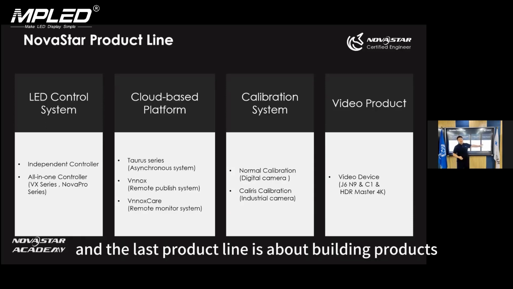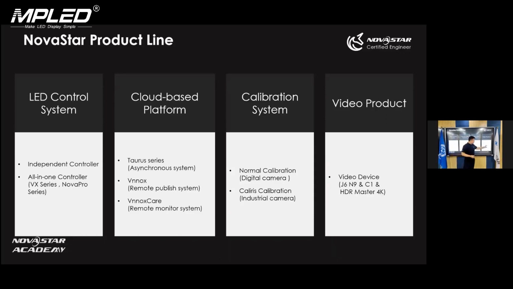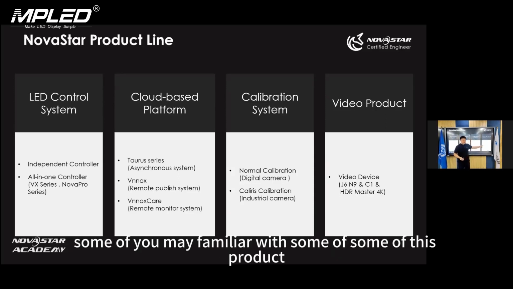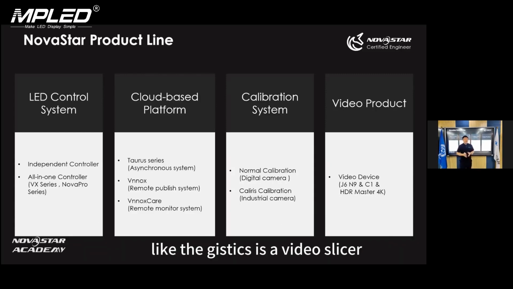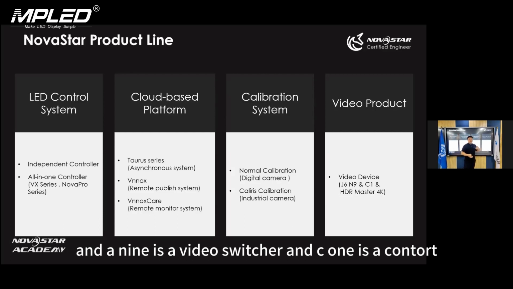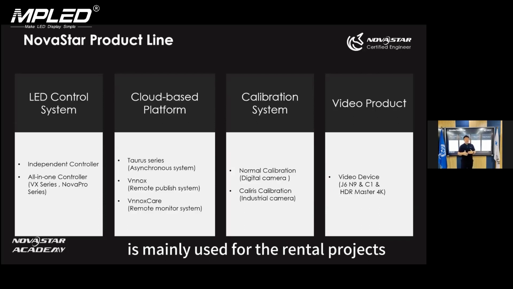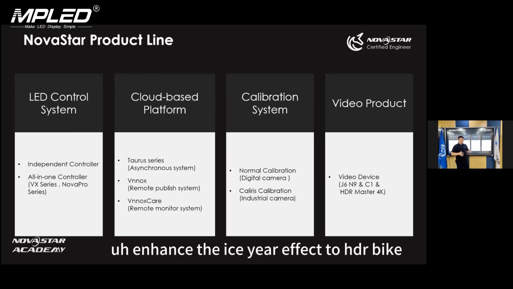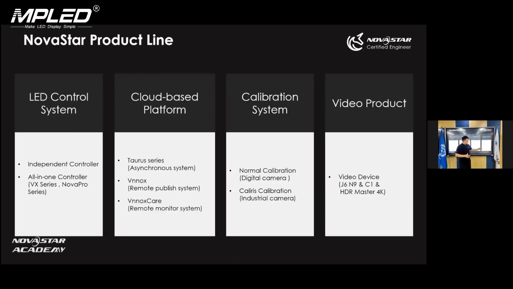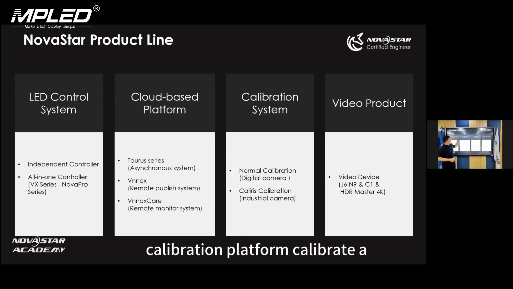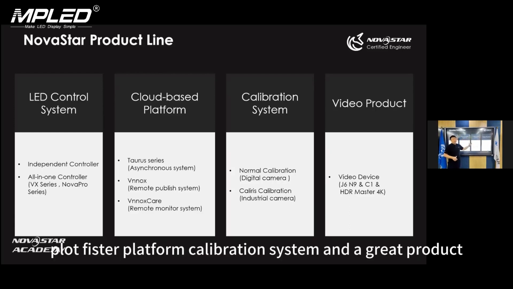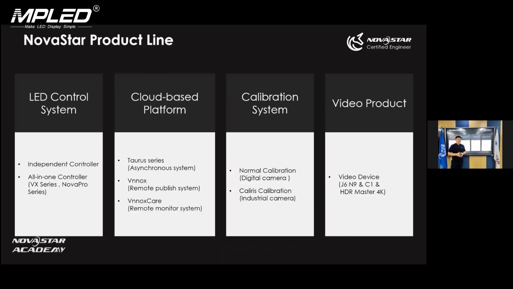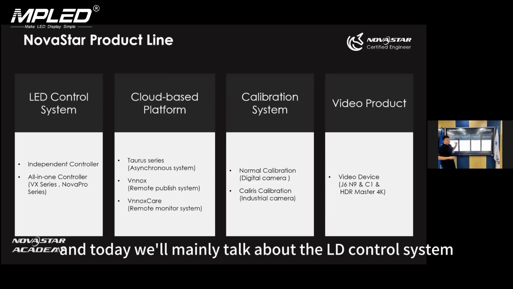And the last product line is the video products. As you can see, some of you may be familiar with some of these products, like the G6, a video slicer, the N9, a video switcher, and the C1, a cathode. It's mainly used for rental projects. And the HDR Master 4K is a video processor that can enhance SDR to HDR effect. So basically, this is the full product line: the LED control system, the cloud-based platform, the calibration system, and the video products. And today we will mainly talk about the LED control system.